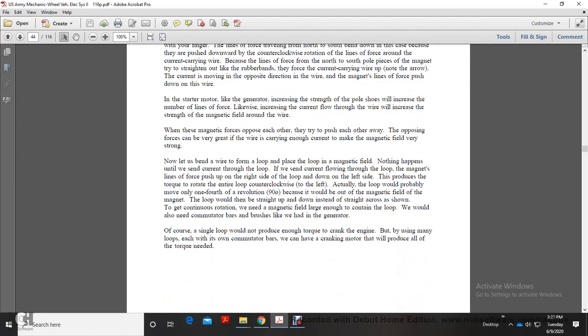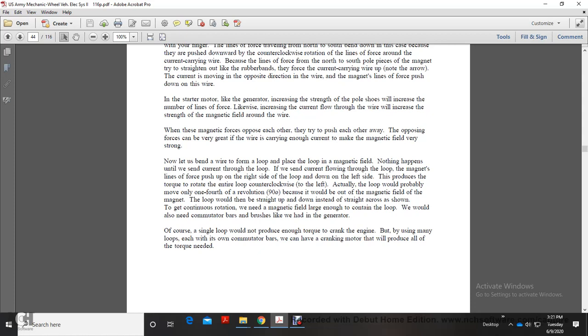In the starter motor, like the generator, we can increase the strength of the poles of the shoe, which will increase the number of lines of force. Likewise, increasing the current flow through the wire will increase the strength of the magnetic force upon the wire. When the magnetic forces oppose each other, they try to push away from each other. The opposing force can vary greatly with varying current, enough to make a very strong magnetic field.